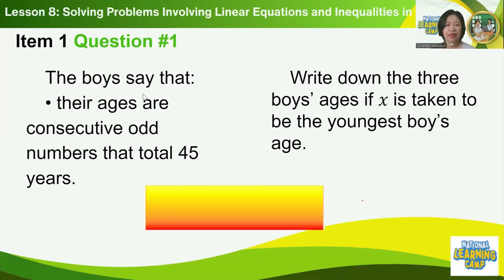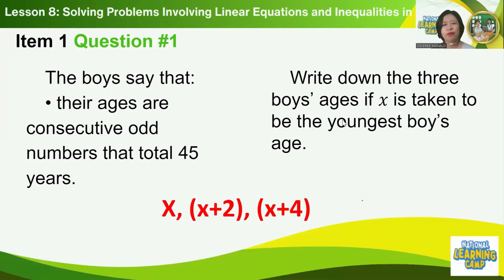Question 1. Write down the three boys' ages if x is taken to be the youngest boy's age. Remember, their ages are consecutive odd numbers that total 45 years. So we have the answer x, x plus 2, x plus 4. This is also the representation of the words consecutive odd. So first number is x, second number is x plus 2, third number is x plus 4.